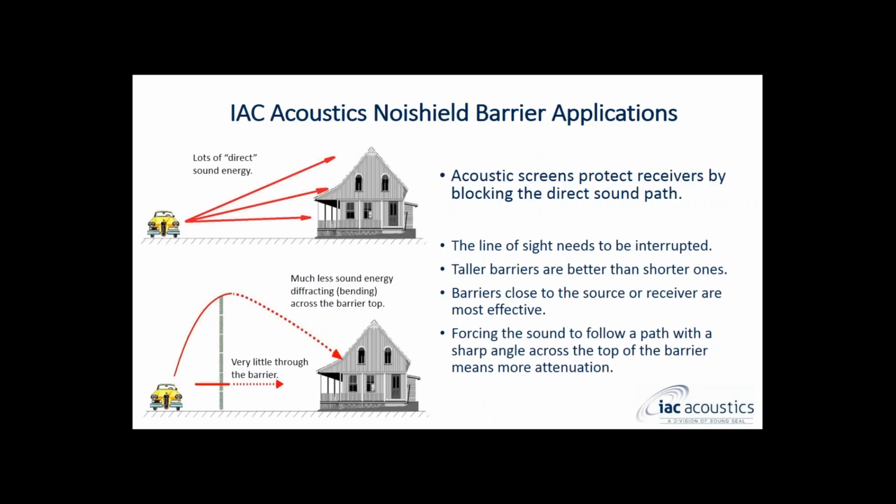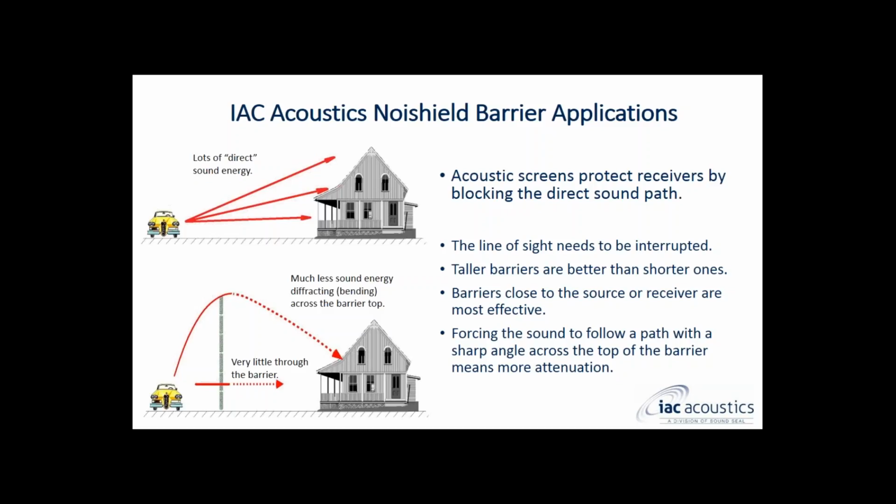If you imagine a roadway and a house, there's lots of direct sound energy that travels immediately from the car and the engine and the exhaust and the wheels without any obstruction whatsoever towards people living in the house. Once a barrier is put up that blocks the line of sight, the barrier prevents noise from going directly through it, and the sound has to travel a much longer path and go up to the top of the barrier, bend over it, and then come back down.